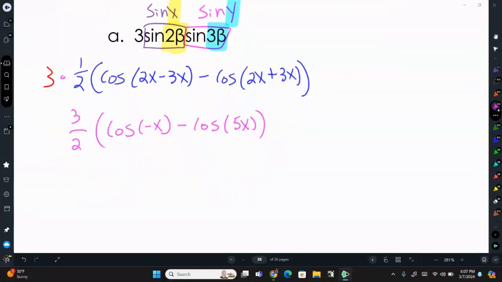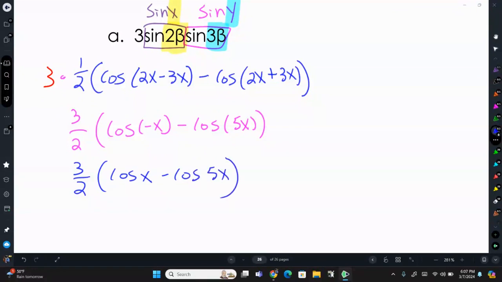Now, cosine of negative x, we can rewrite that as cosine of positive x using the even and odd function identities. So cosine of x minus cosine of 5x.